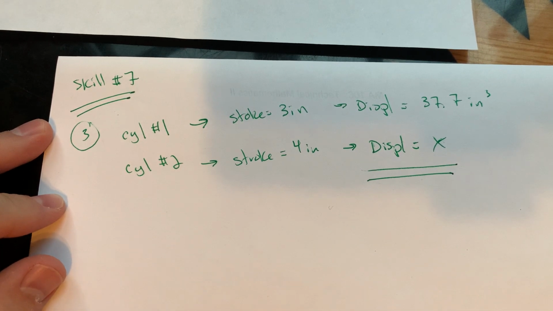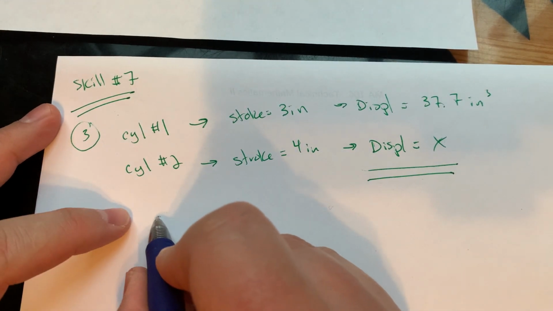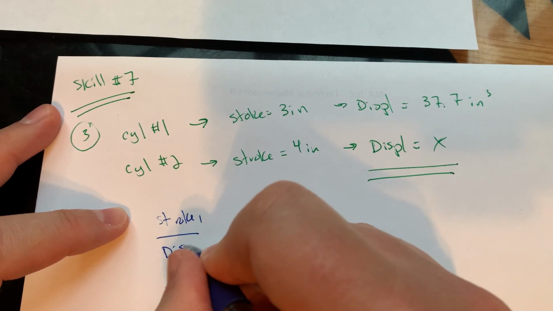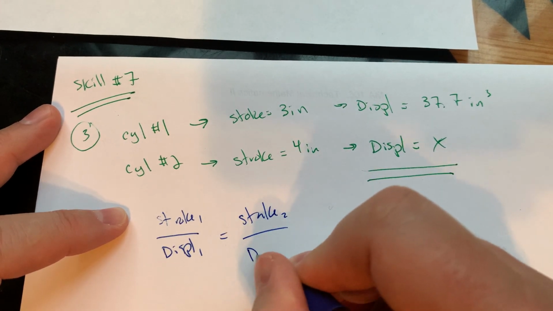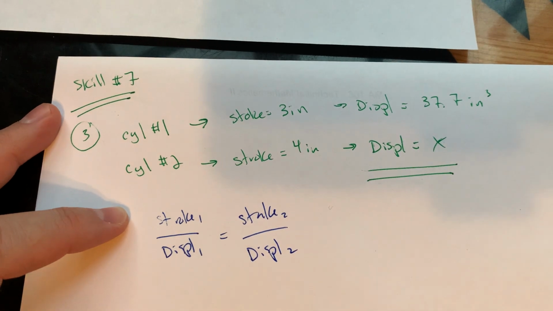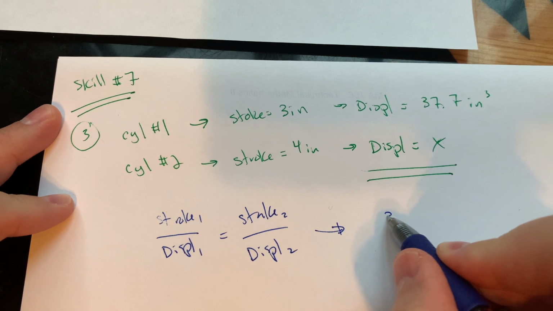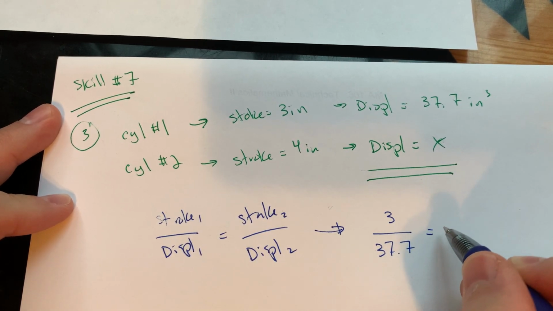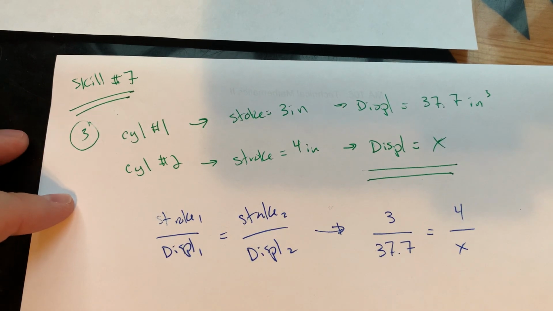This is what I'm trying to solve for. So I'm just going to set up a quick proportion, and then we should be able to cross multiply to solve it in no time. So I'm going to set up the 2 values that I know. I'm going to do stroke 1 over displacement 1 should be equal to stroke 2 over displacement 2. That's the setup I'm going to use. So if I sub these values in, that's 3 inches versus 37.7, so that should be equal to 4 inches compared to x, right?